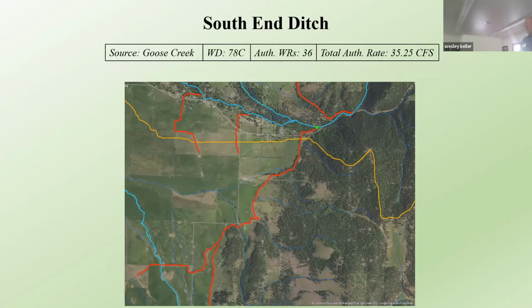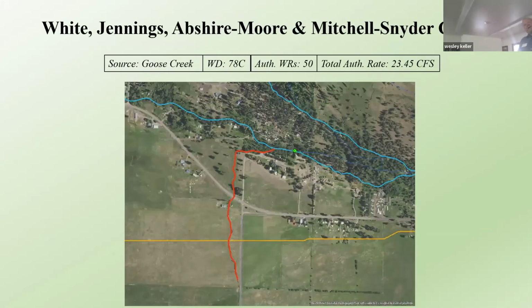Some of these names are just what we have in our data set. If there are other local names that people are more familiar with, I'd be open to using them, because some of them I think are just lists of the original families that owned water rights on these ditches. So I've been referring to this as the White Jennings et al. Ditch, but it's the White, Jennings, Abshire, Moore, Mitchell, Snyder Canal, sourced from Goose Creek. It is within Water District 78C. There are 50 water rights associated and 23.45 CFS authorized down this ditch.